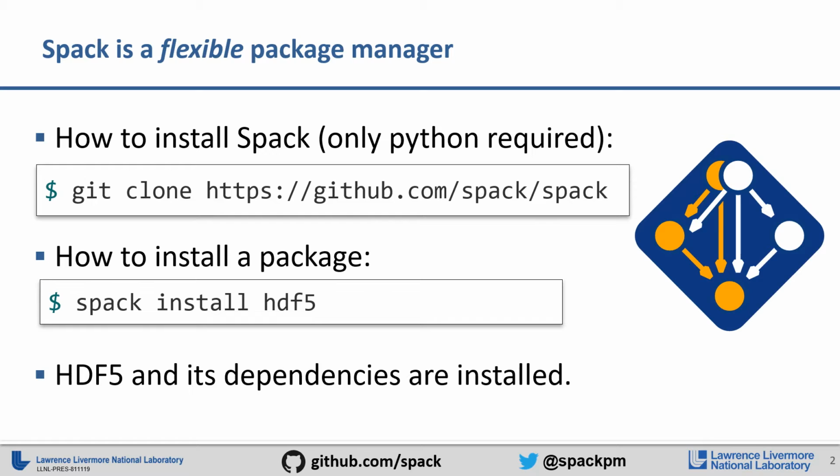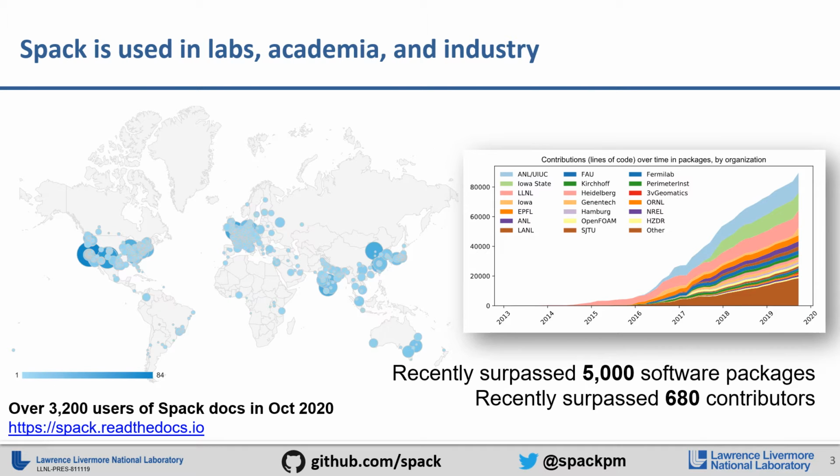If you're not familiar with Spack, it's a flexible package manager for HPC. It's very easy to clone and just get started running. You can clone it from the URL here. And to install a package, all you do is say spack install hdf5. It simplifies installation for HPC. It pulls down HDF5 and all of its dependencies, builds the dependencies, builds HDF5, and you can use the library.